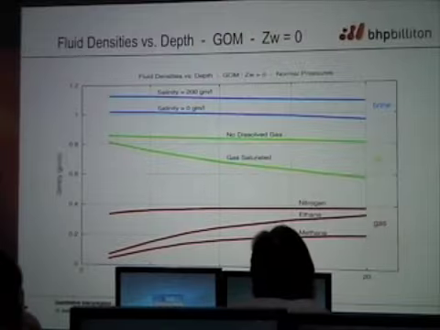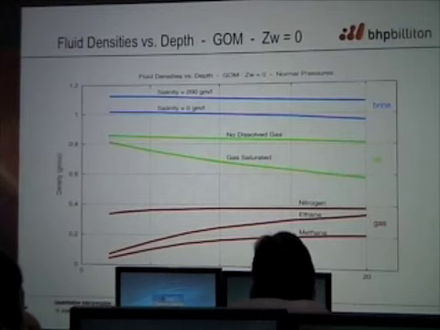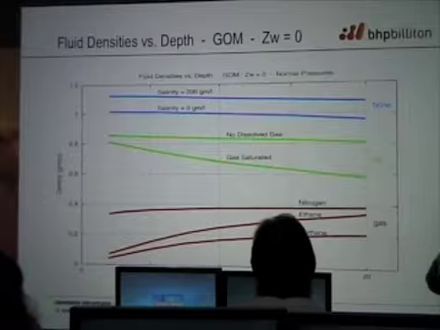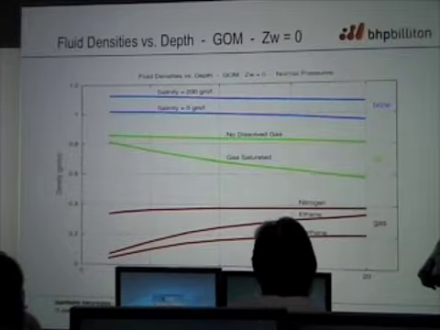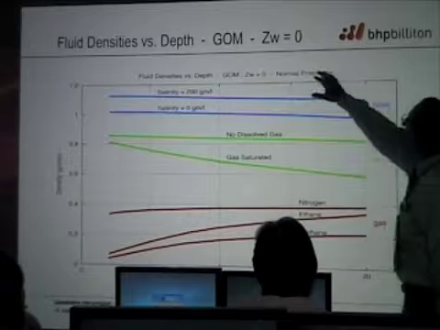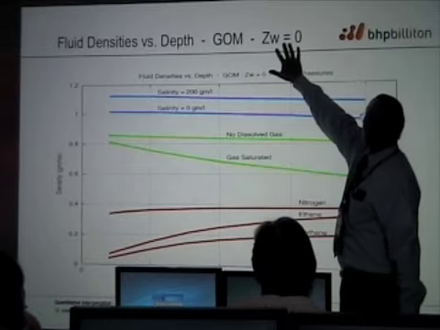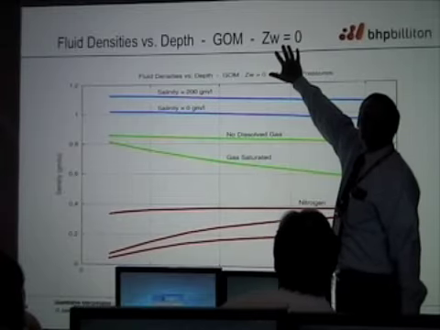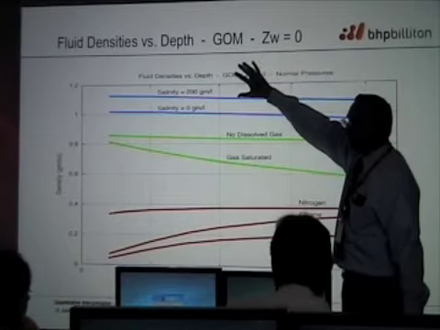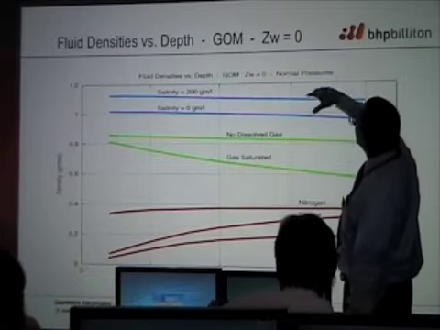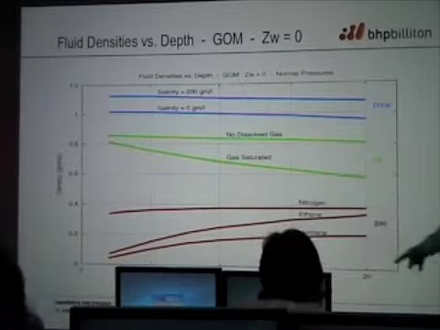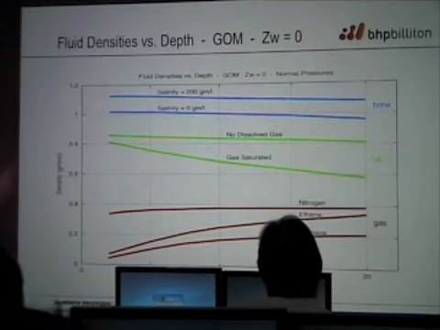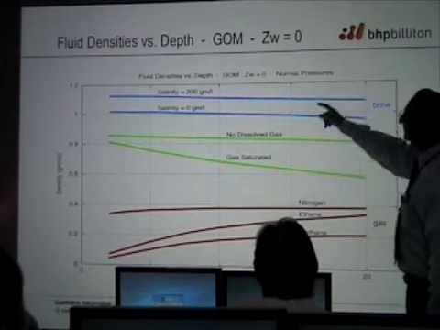So what do you see here? First of all, as you increase the pressure, we're looking at density. As you increase the depth, which increases both the temperature and the pressure... There are going to be two sets of slides. One is for shallow water, Z water equals 0. The other is going to be for deep water, 6,000 feet water depth. And everything will be as a function of depth sub sea bottom. We assume normal pressures, not over pressures.